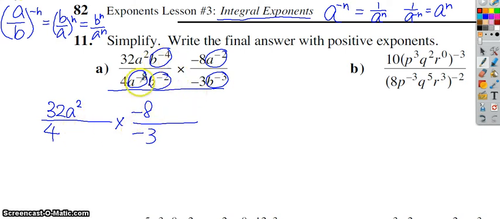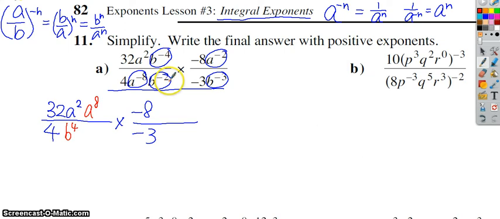Now, b to the negative 4 becomes b to the 4 in the bottom. Remember flip? a to the negative 8 becomes a to the 8 on top. So things on top go to the bottom, things on the bottom go to the top if you have a negative exponent. If it doesn't have a negative exponent, it stays. So a squared, there's no negative exponent, it stays. There's no reason it changed.